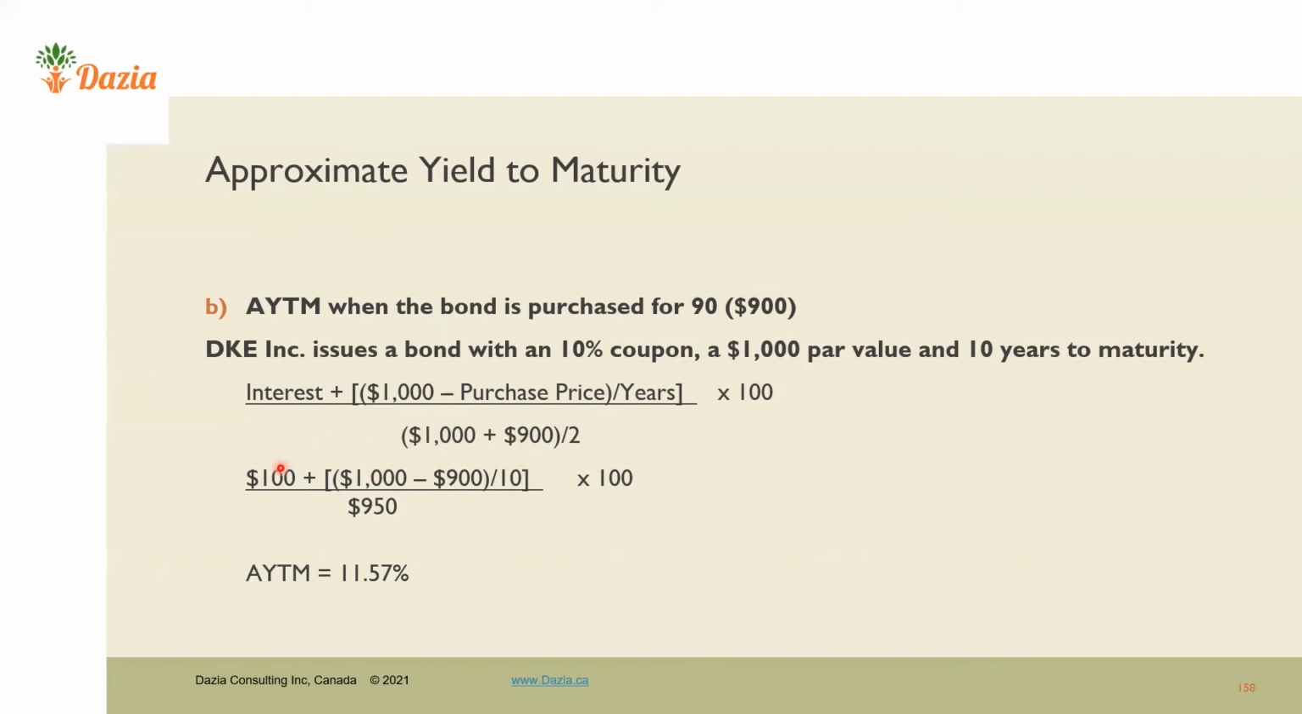110 divided by 950. Where do we get the 950 from? $1,000 is the maturity price, 900 is the investment. You're paying 900, so $1,900 divided by 2 will give you 950. When you calculate this, 110 divided by 950 times 100, you'll get 11.57%, and that is the AYTM.